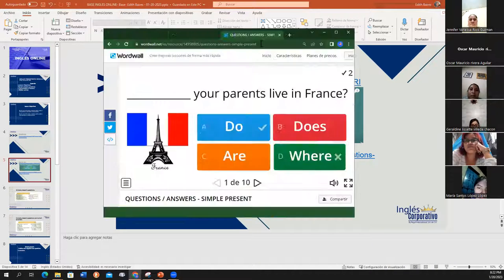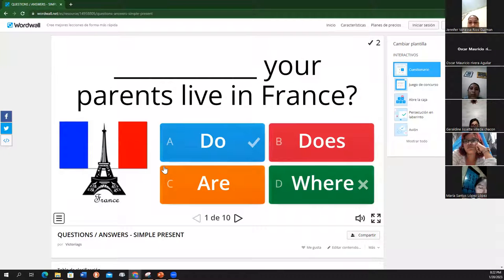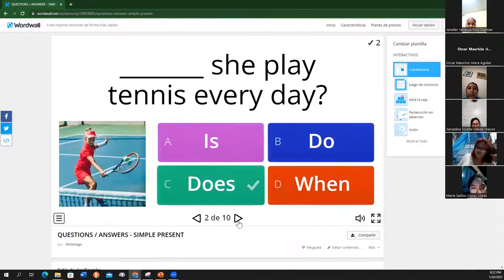Tengo otros ejemplos acá. What will be the correct word that I need? Do, does, are, or where? Do. Okay. Do your parents live in France? Le estoy preguntando que si sus papás viven en Francia, right? ¿Y cuál sería la respuesta que usted me va a dar? Yes, they do.